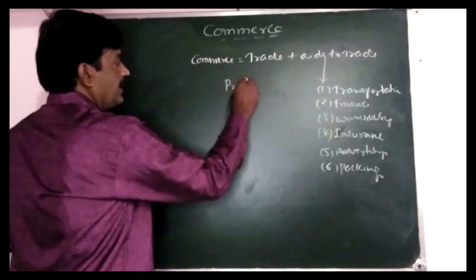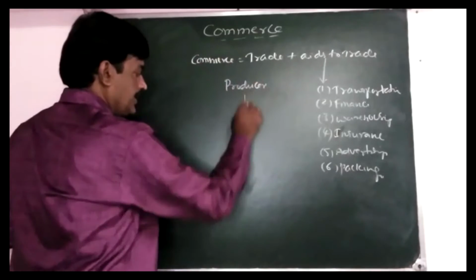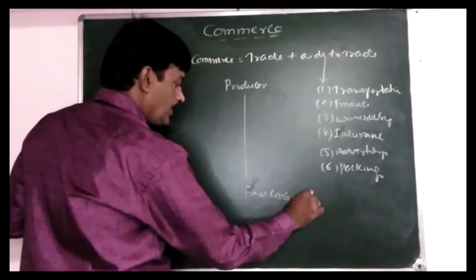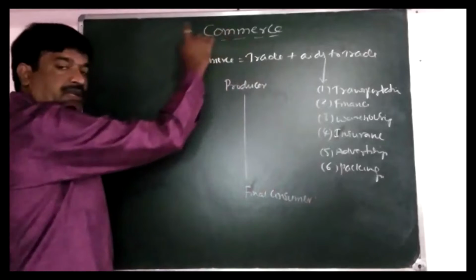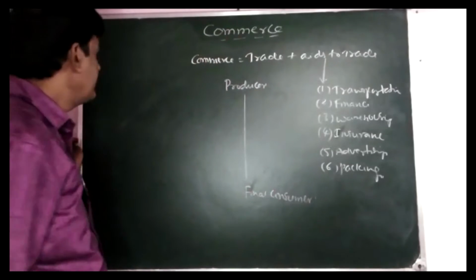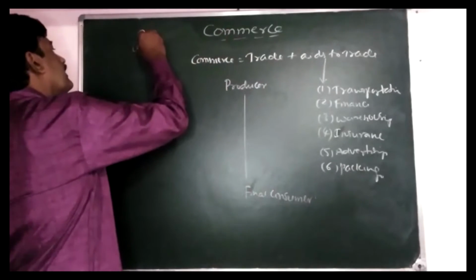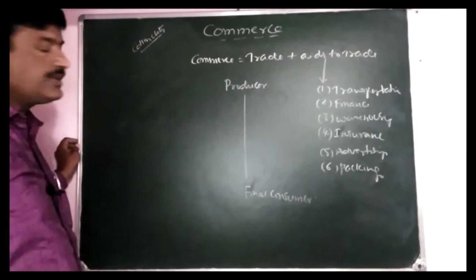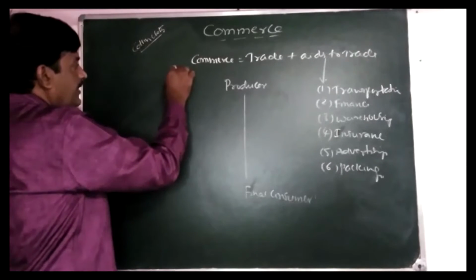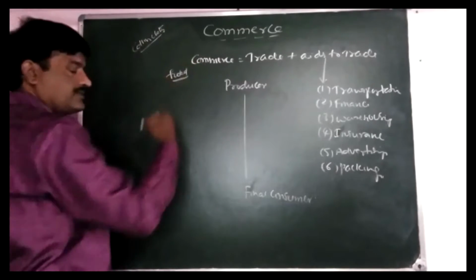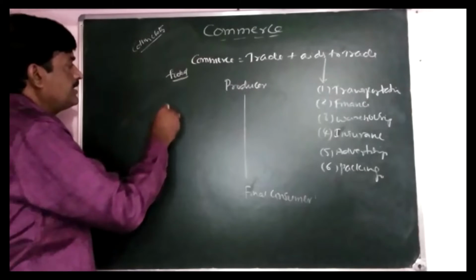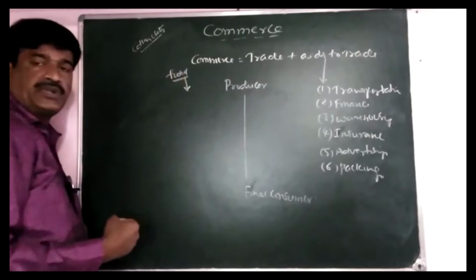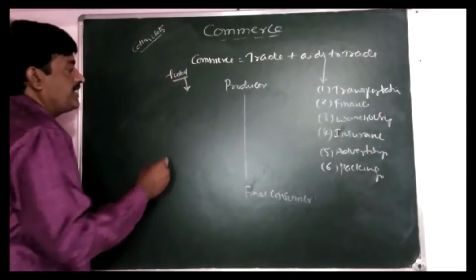So many activities are there between the producer and the final consumer. All those activities come under commerce. Take the example of cotton cloth. Where is cotton produced? Cotton is produced in the fields. After producing the cotton in the fields, it is transported by way of transportation facility.